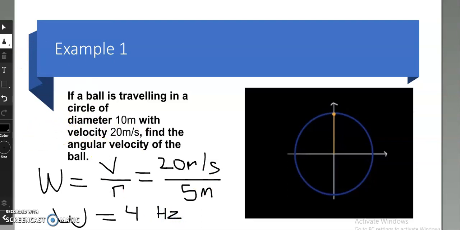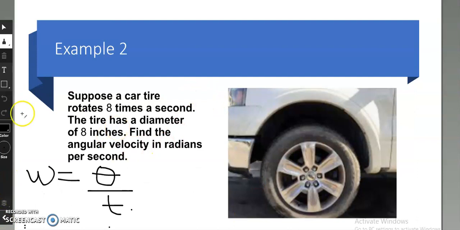Okay, so let's go on to the next example. Oops, I forgot to erase that. It says, suppose a car tire rotates 8 times a second. The tire has a diameter of 8 inches. Find the angular velocity in radians per second.